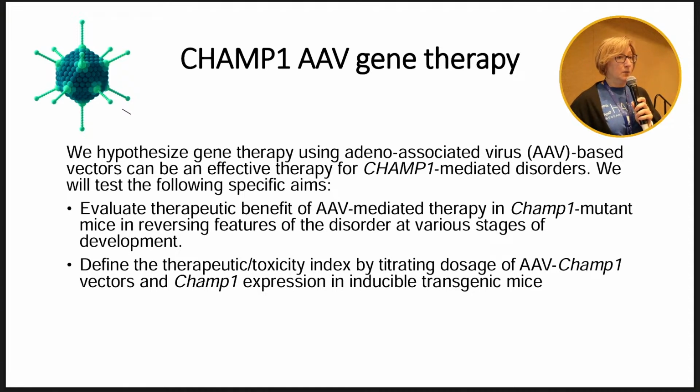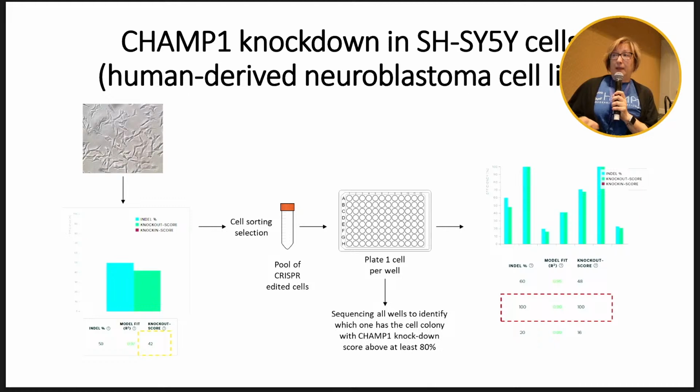Also, in the same model, we will estimate therapeutic toxicity and the toxicity index by titrating doses of AAV vectors. We have a sufficient amount of AAV on hand and will just perform the first treatment. In about 8 weeks, we're going to be able to start testing the mouse model.